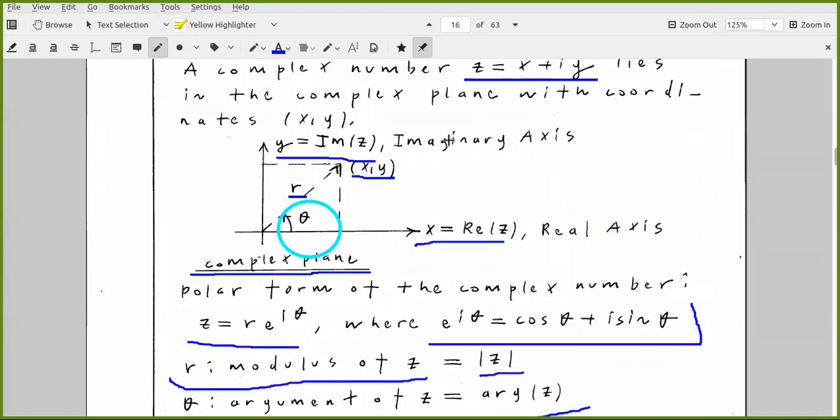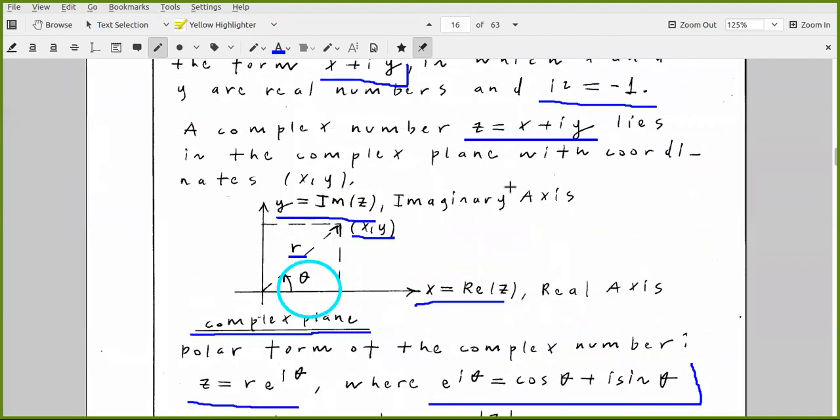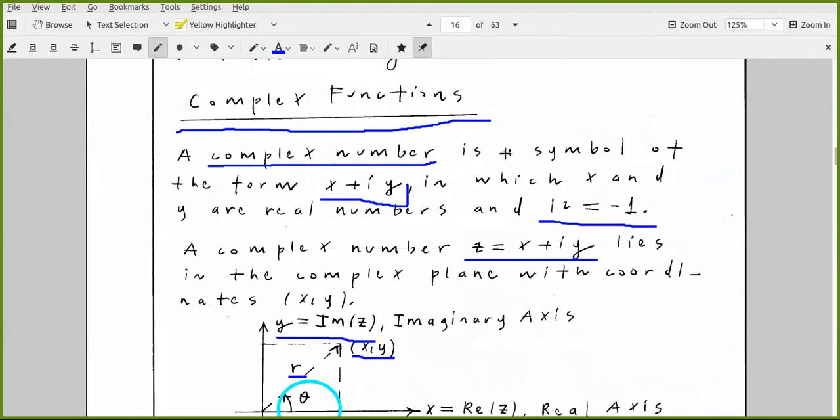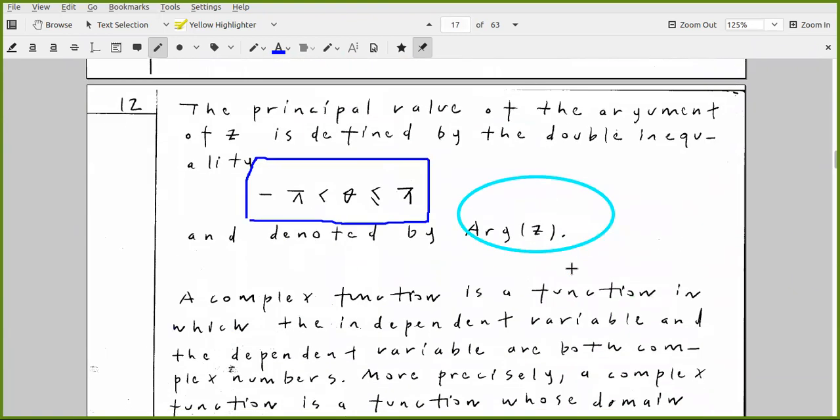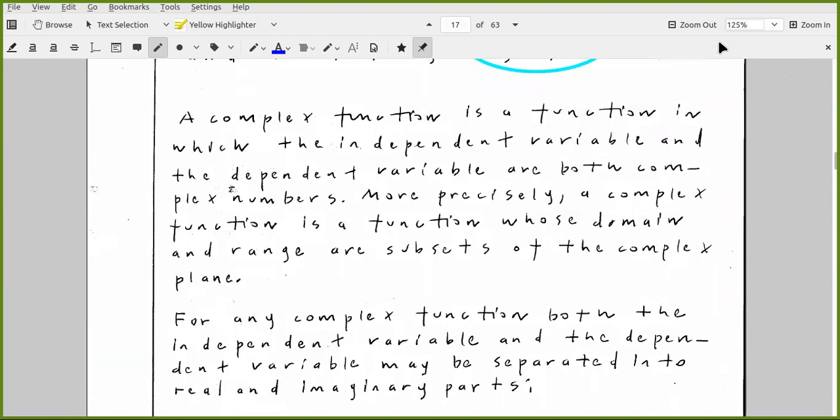This variable, z, acts as the independent variable in complex function theory. A complex function is a function of this z. z is defined in a domain. So I will talk about this kind of functions, complex functions. It's a function of z. Therefore, both this complex function and the variable are complex numbers. And another definition for a complex function: both the domain and range are subsets of the complex plane.